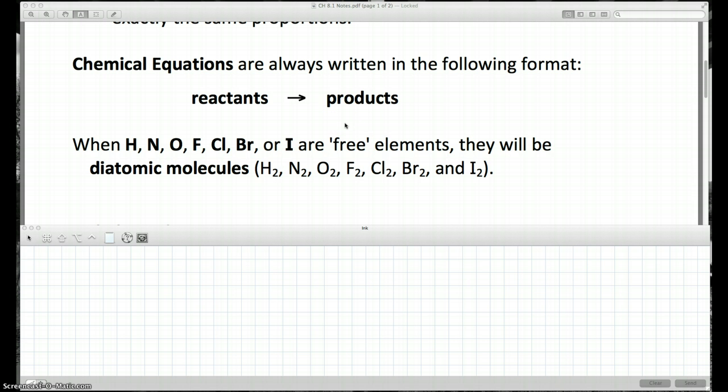And next here, there are 7 elements that when they're alone, they actually won't be alone. They'll find another one of themselves and they'll pair up and form a diatomic molecule. Di meaning two, so diatomic meaning 2 atoms. And a diatomic molecule means a molecule made up of 2 atoms.